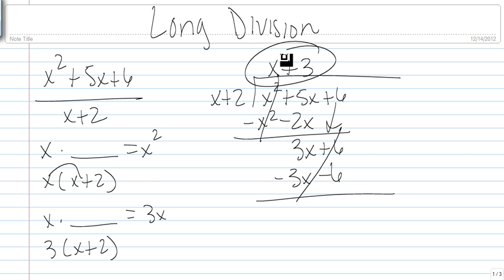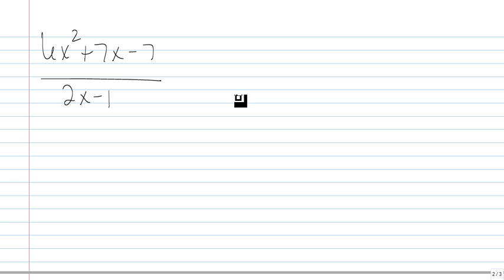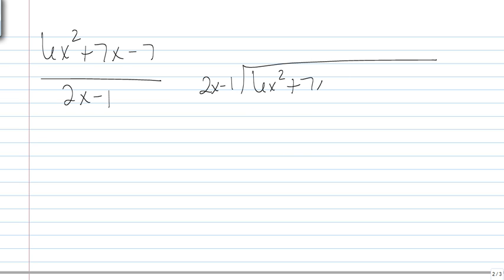Let's try it with another example. You want to make sure that you have all of your terms on top and they're written in descending order. And they are here. So now let's go ahead and rewrite this so we can divide. So 2x minus 1 goes outside of our house, and on the inside of our house is 6x squared plus 7x minus 7. So now let's divide this.